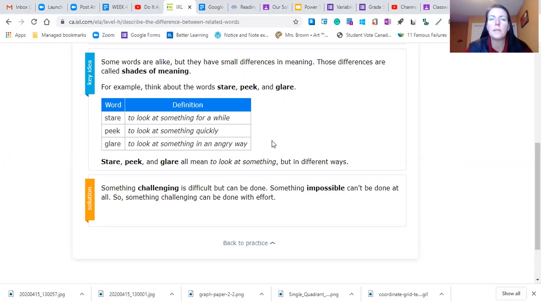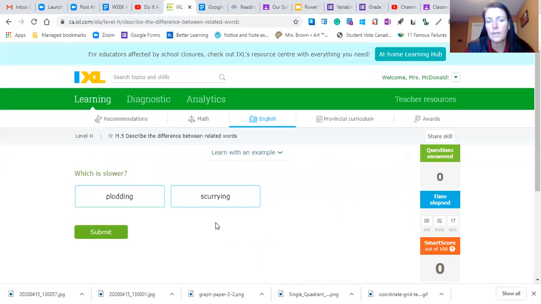And this is excellent for your writing, to be able to learn which words can actually, you can use one word to eliminate maybe a sentence of description. That one word sums up exactly what you're trying to say. The thesauruses come in great hand. It's really handy at this point. Stare, peek, and glare all mean to look at something, but in different ways. So let's look at some examples.